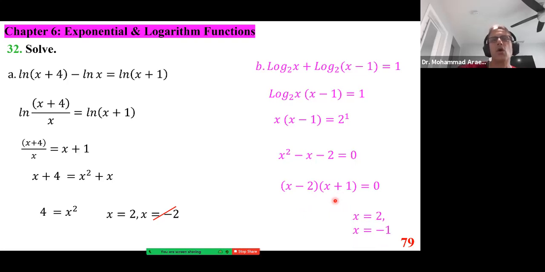Now, as always, we check with the original equation. If I put number 2, it's fine. But if I put negative 1, this is not fine. I don't even have to check the next one. As long as one of them is no good, it's out. So negative 1 is not working. So therefore, it's out.